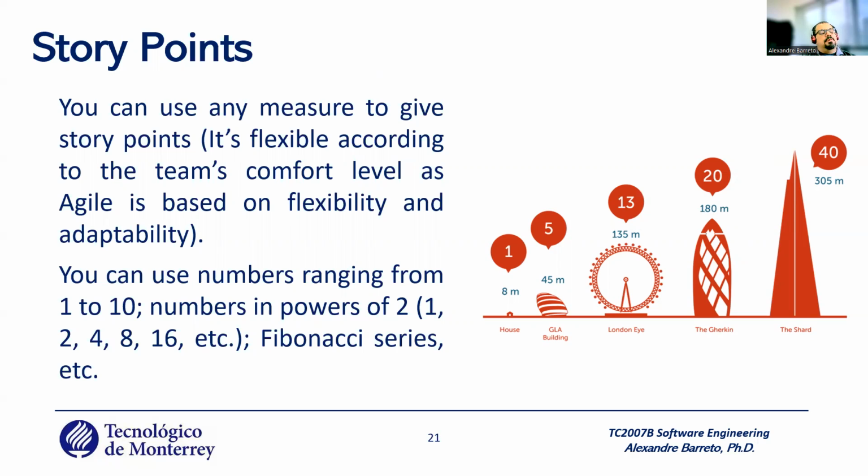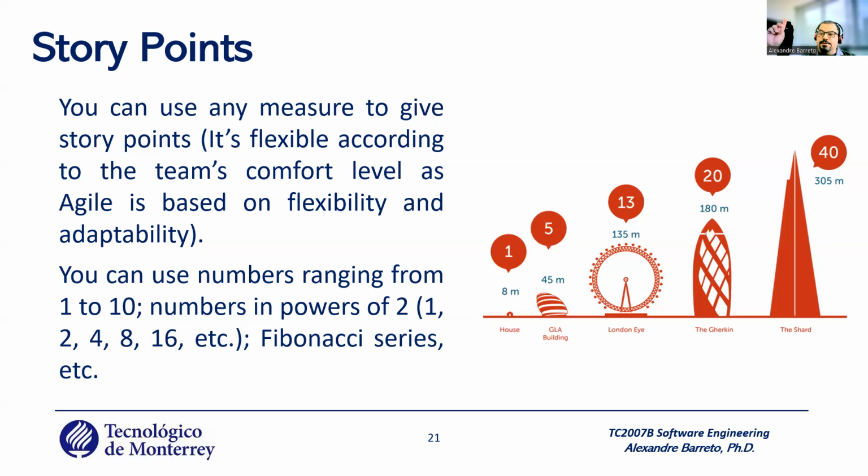For story points you can use a normal range, 1, 2, 3, 4, 5, 6, 7, 10, to define the complexity. But you can use a different one, like a Fibonacci series: 1, 2, 3, 5, 8, and so on.